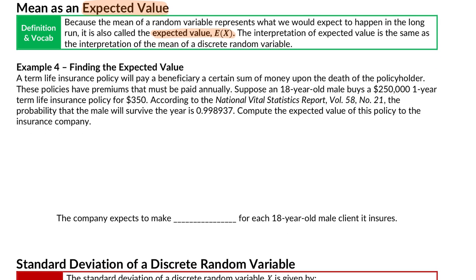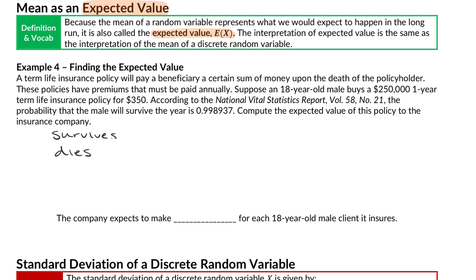There's a lot of things that are going to happen in this problem. First thing is we need to determine if this represents a discrete random variable. What are the two options for the 18-year-old male? He's either going to live or he's going to die. So we have two options. We have an option that the man survives, and we have an option that the man dies.